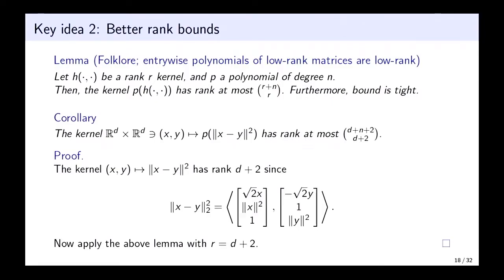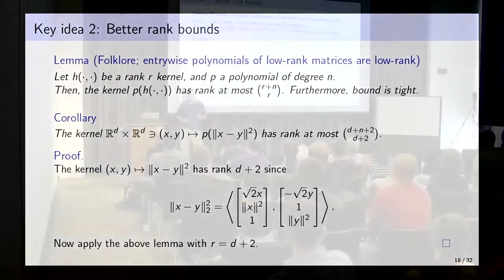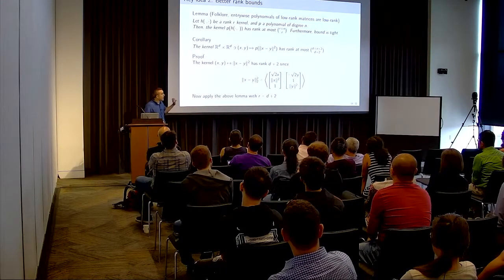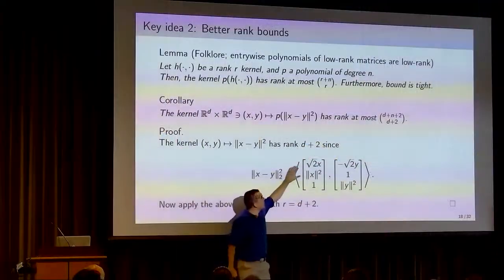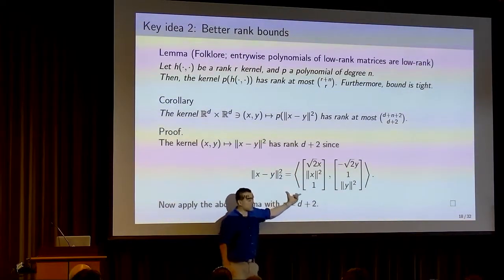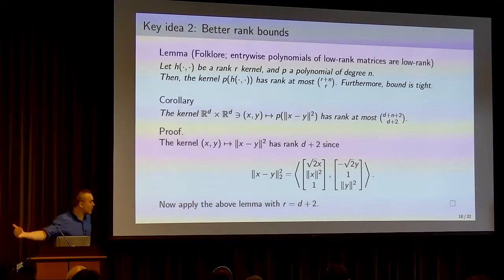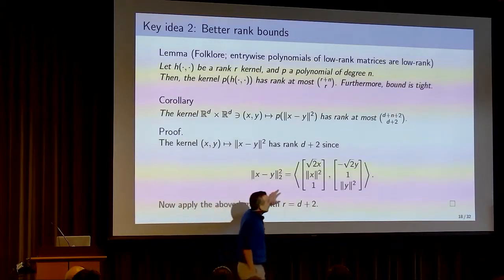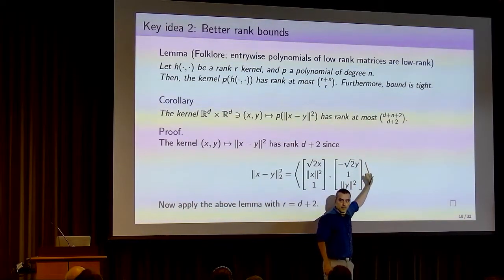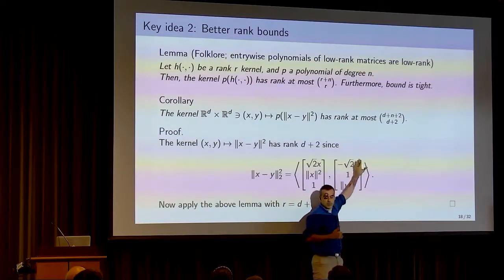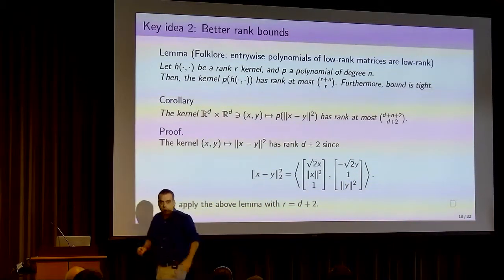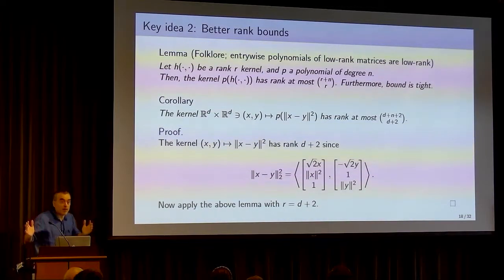Now, why do we care about this? Because, of course, what we're interested in is what happens when you apply this polynomial approximation to the exponential, to the matrix with entries x minus y squared. That matrix has rank at most d plus 2, because it has this explicit factorization. So what that means is if you use a polynomial of degree n to approximate the exponential, the resulting matrix will have at most that rank. So this immediately tells us a basic form of the algorithm.